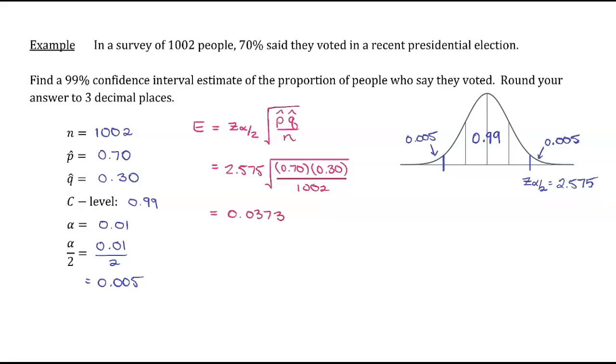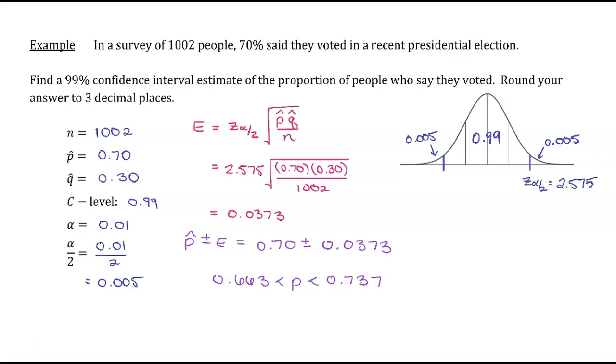This will help make sure that I hang on to as much accuracy as possible and only round in the last step. The last thing we need to do is find p hat plus or minus E. In our case, that's 0.70 plus or minus 0.0373. 0.7 minus 0.0373 gives us 0.663. And 0.70 plus 0.0373 gives us 0.737. So we would estimate the population proportion to be somewhere between these two values.